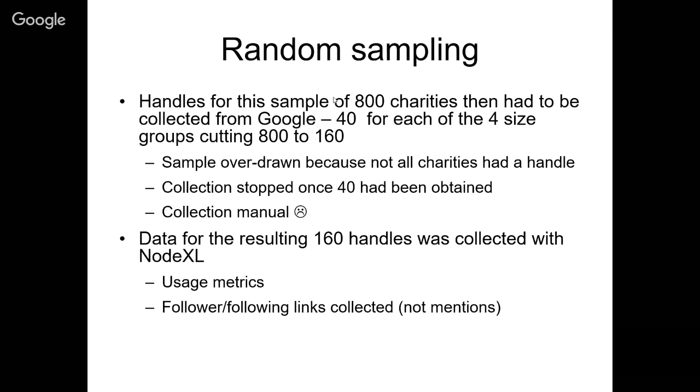With that group of 160, we then put those handles into a piece of software called NodeXL, which is an Excel extension for network analysis. And that let us gather Twitter metrics, usage metrics, and follower-following links for those organizations. Usage metrics, we'll come on to this in the results, are things like their total follower counts and their total tweet counts. Follower-following links are whether those organizations in that 160 sample are following each other. So that's our actual networking information.